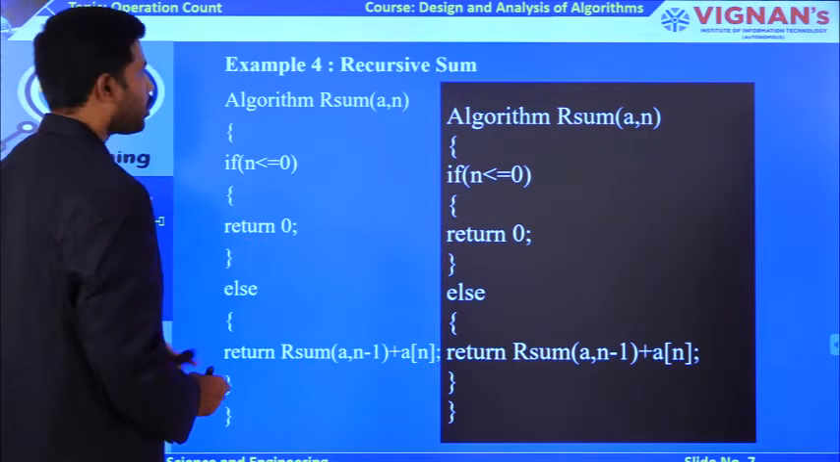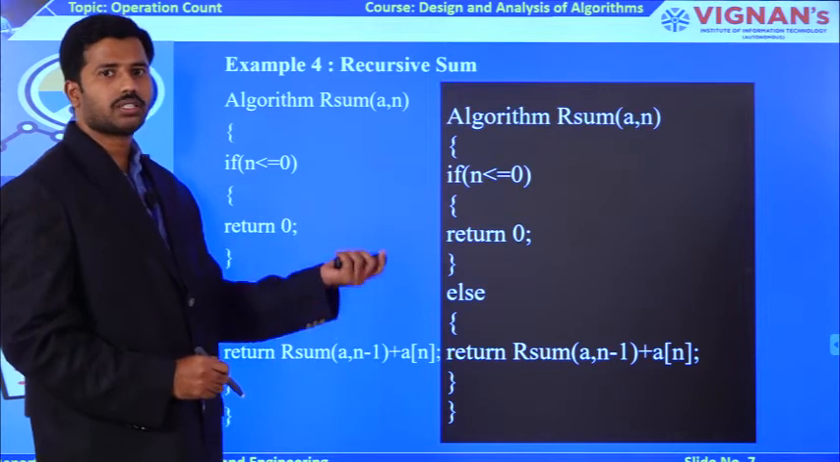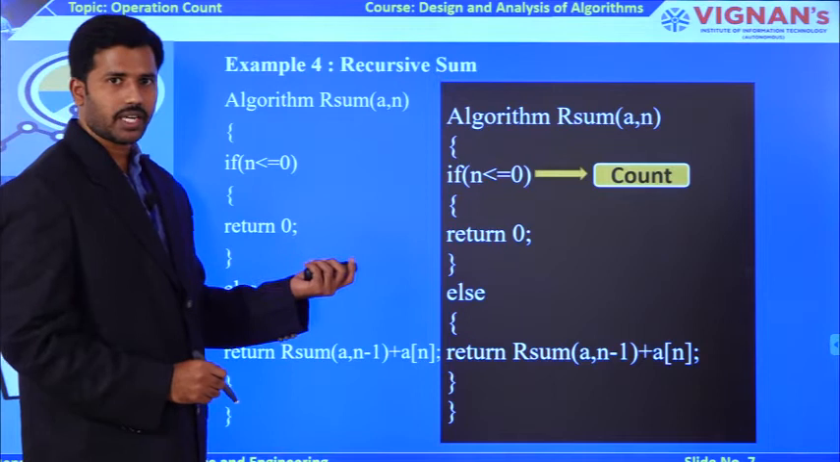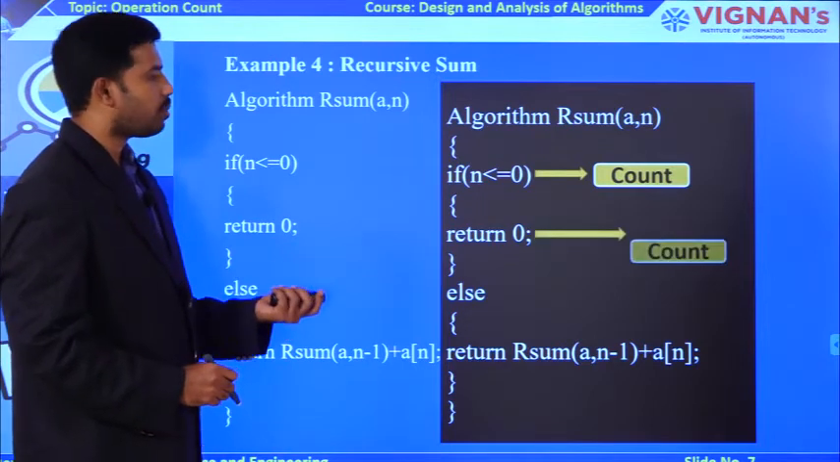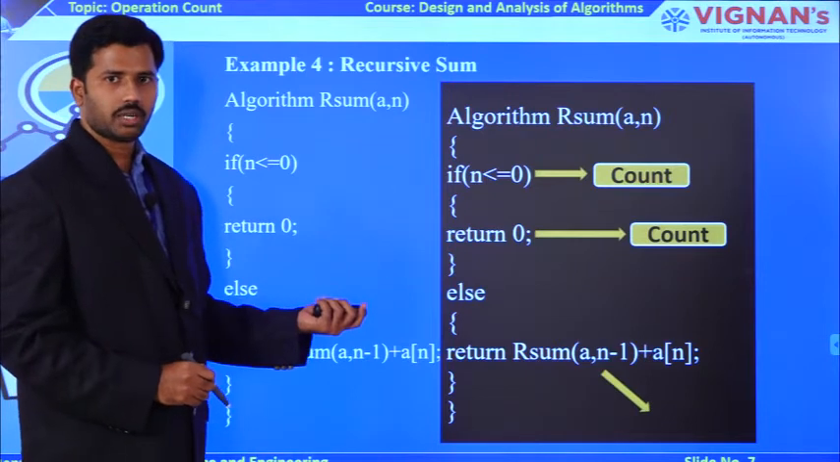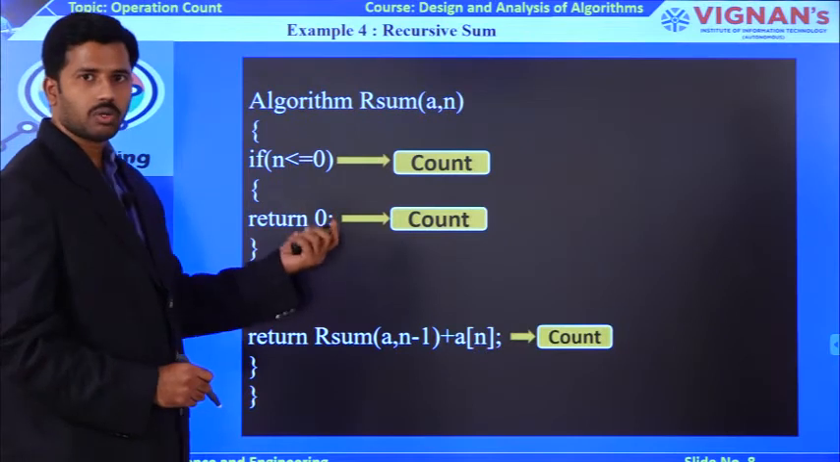Okay. So now you try to focus on how to introduce the count variables for every operation that is available in this algorithm. You require a first count variable for the if condition, a second count variable for return 0, and a third count variable for the else block statement, which is going to be the recursive call. Now you try to focus on how to update these values.